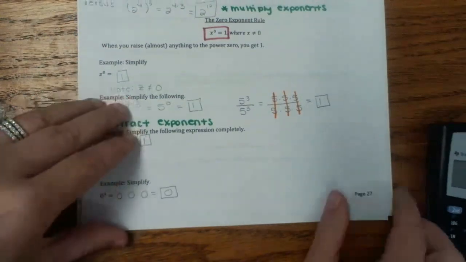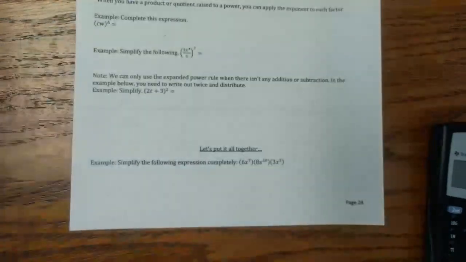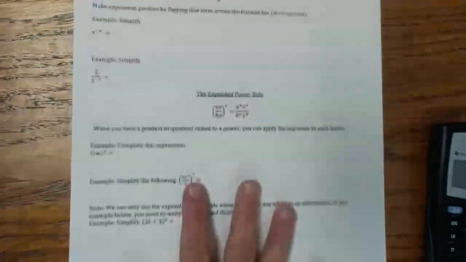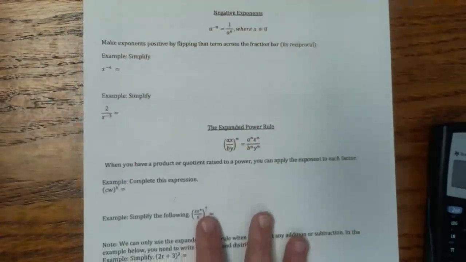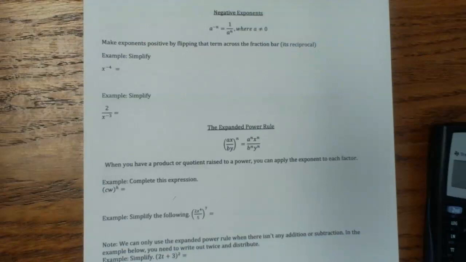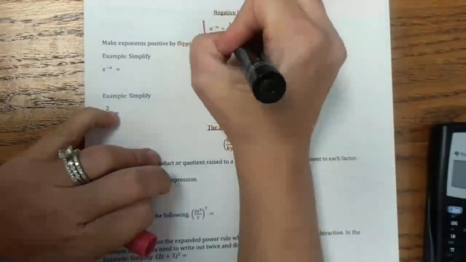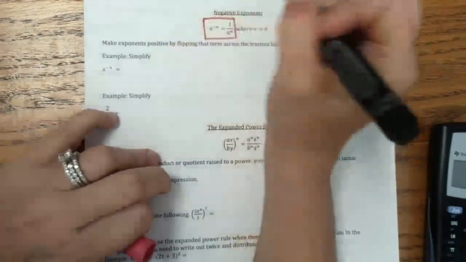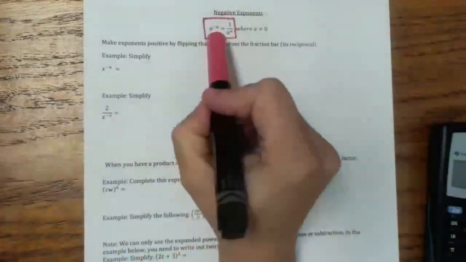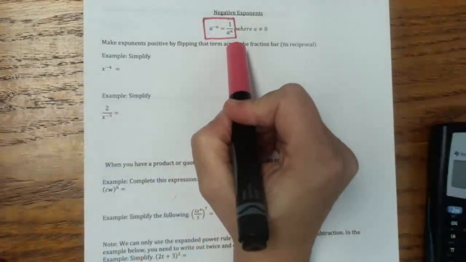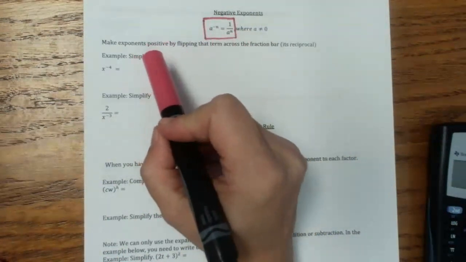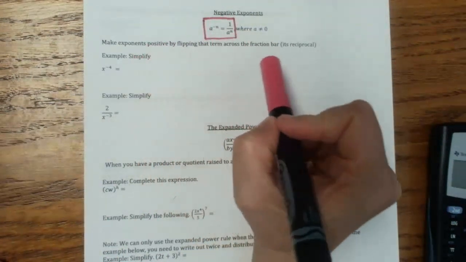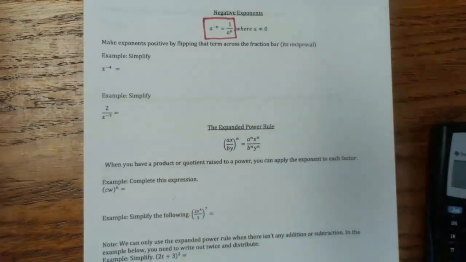All right, let's talk about another one on the next page. Negative exponents. So if we have a to the power of negative n, that means 1 over a to the n power. So notice our exponent was negative. It came to the bottom of the fraction and became positive. So make exponents positive by flipping that term across the fraction bar, or its reciprocal. You flip it over.